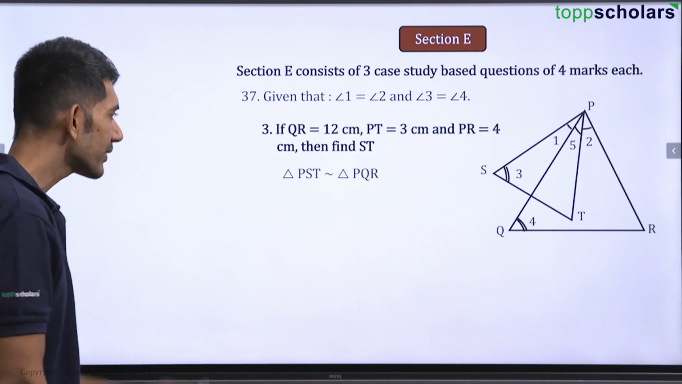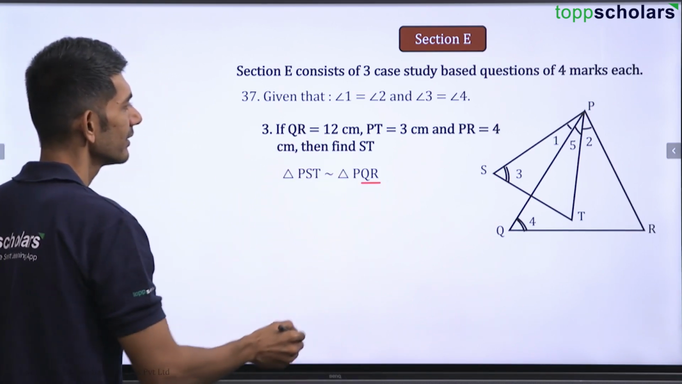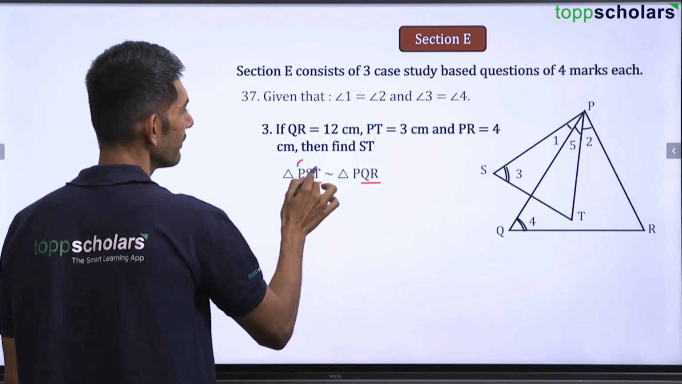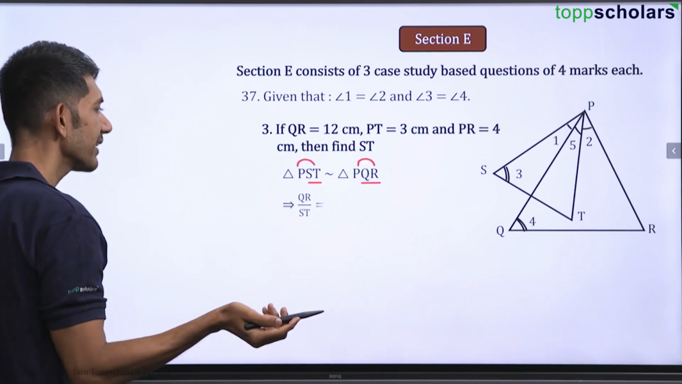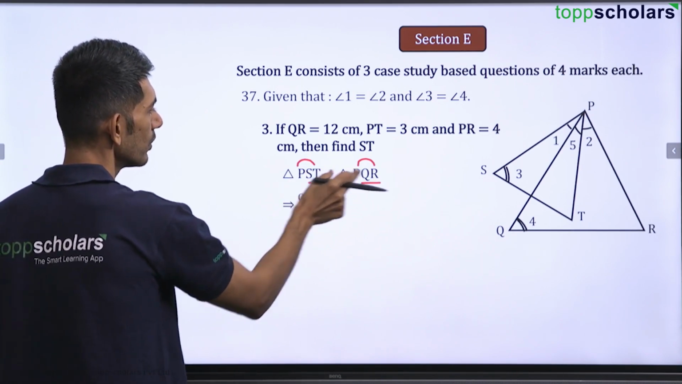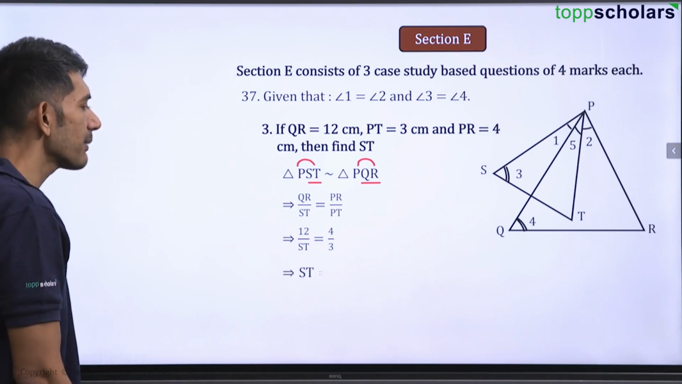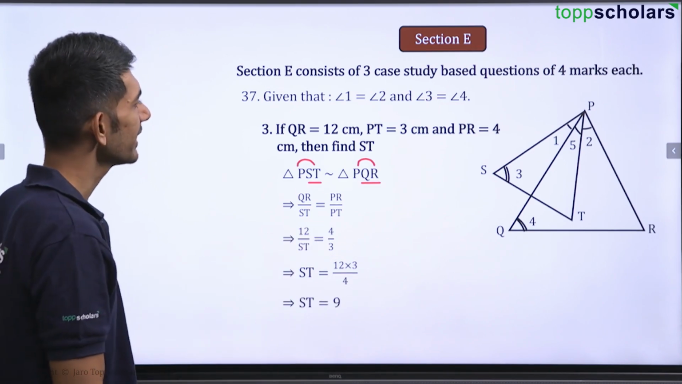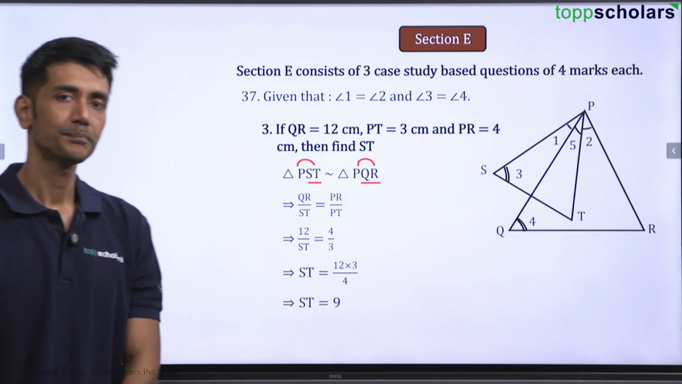Now again, same thing. Two triangles are similar. QR is given. That means you need HT along with it. Then PT is given, and PR. So again take the ratios accordingly. QR by HT is equal to PR by PT. Put the values, cross multiply: 12 into 3 by 4. 4 3s are 12, 3 into 3 is 9. So HT is 9. Correct. So we got the value of HT as 9, right? Okay.